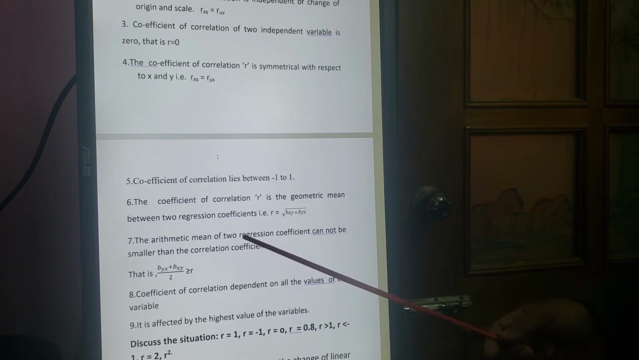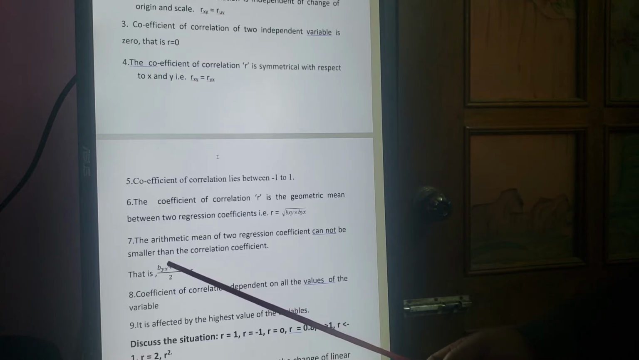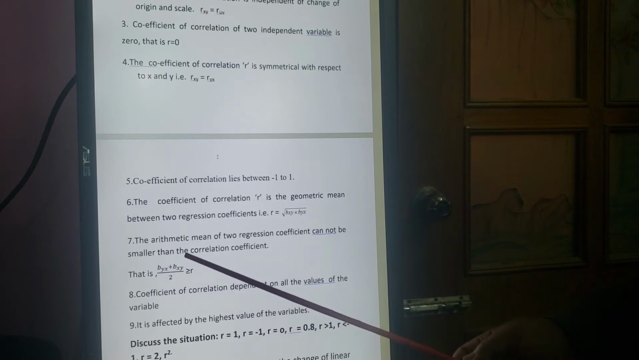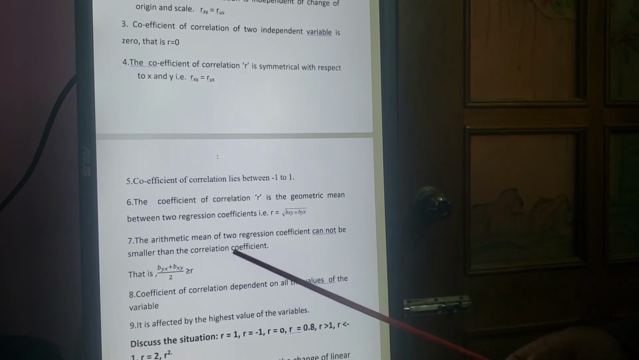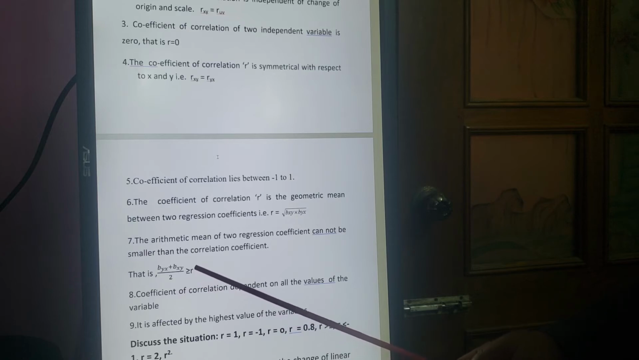The arithmetic mean of the two regression coefficients cannot be smaller than the correlation coefficient. That is, the arithmetic mean of the two regression coefficients, byx plus bxy divided by 2, is not smaller than, I mean greater than or equal to, r. So (byx plus bxy) divided by 2 is greater than or equal to r.